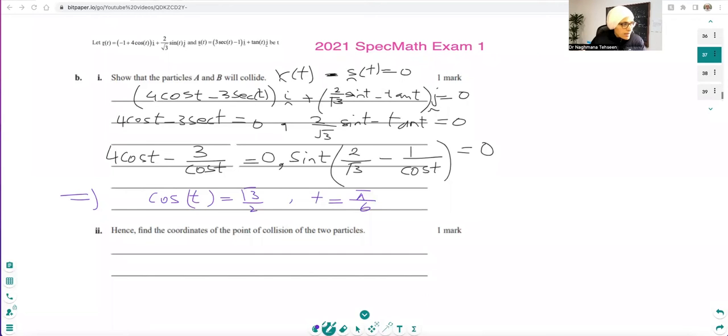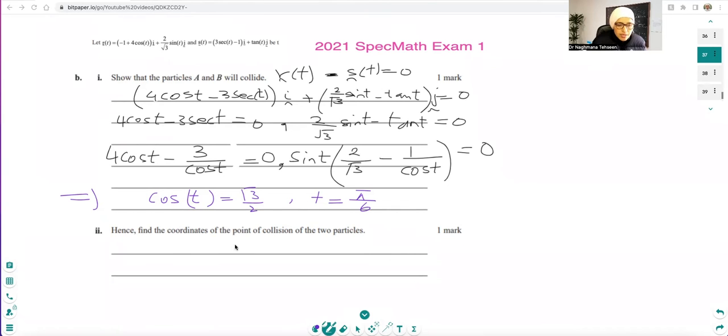So what we are saying is that in both of these, they will collide. The two particles will collide when cos of t is equal to √3/2, and that gives you t equal to pi on 6.